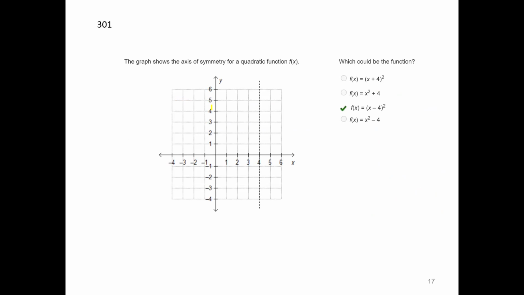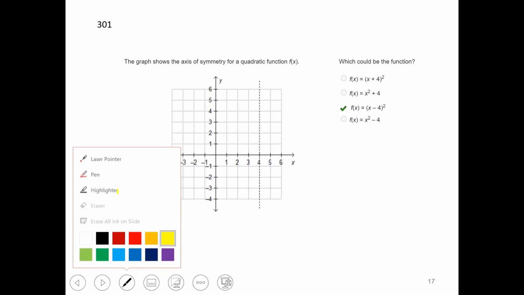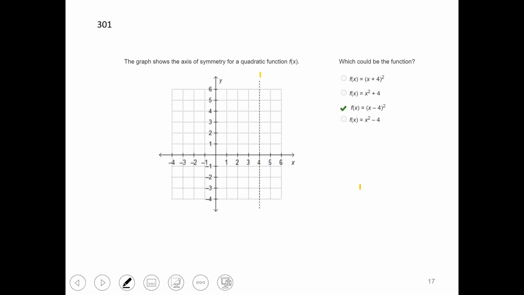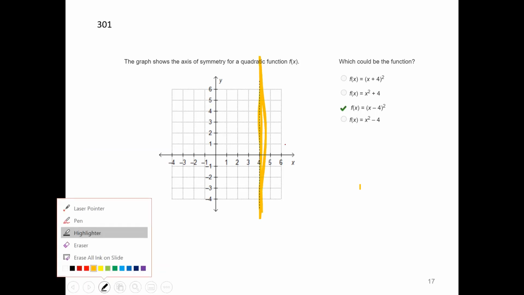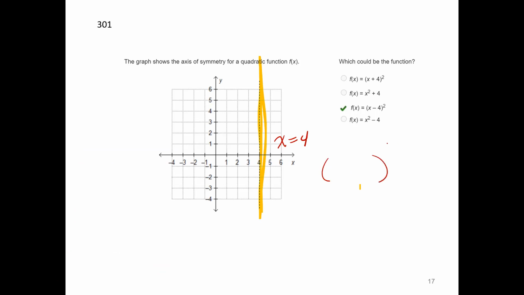All right, so this is looking for the function here. It says, which one could be this function? Well, if you look at this here, the axis of symmetry, which is a line that is going through right here, is at 4, right? So the axis here is x is equal to 4. But if I plug it into this equation with the parenthesis, it has to be an opposite sign. So x minus 4 squared. So which one has x minus 4 squared? Because remember, it's x minus h squared. H is equal to x, but the h has to be opposite sign.